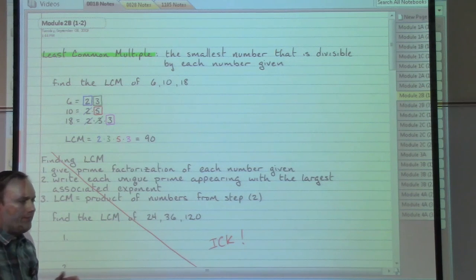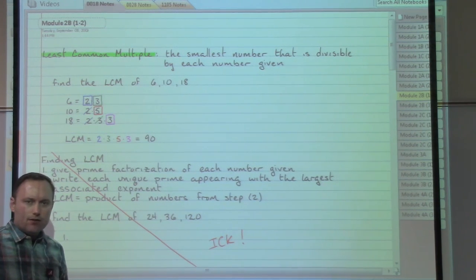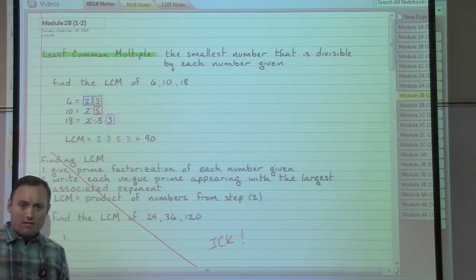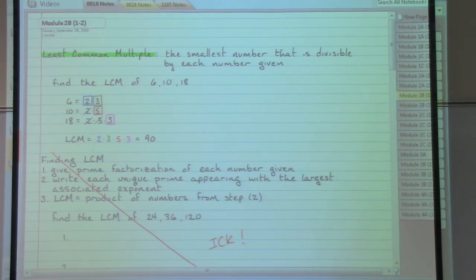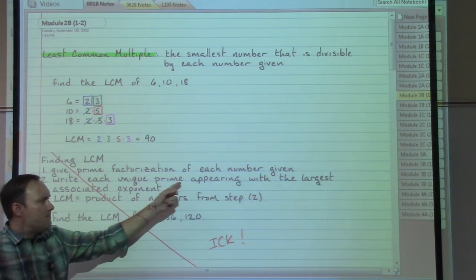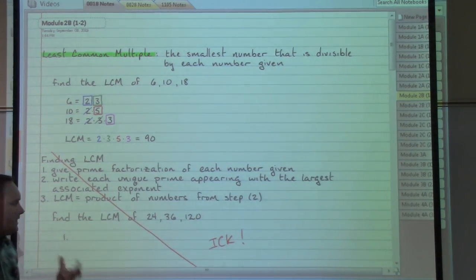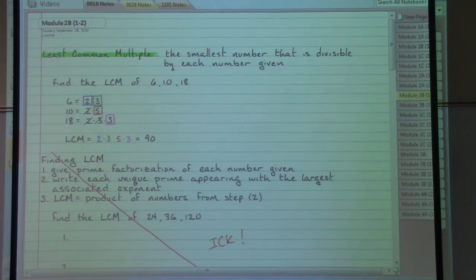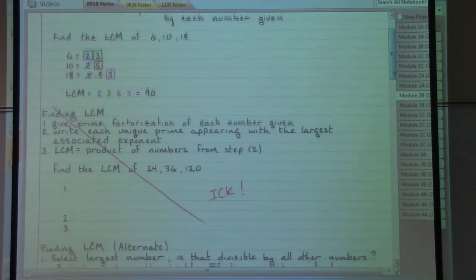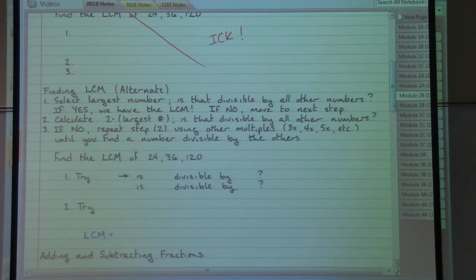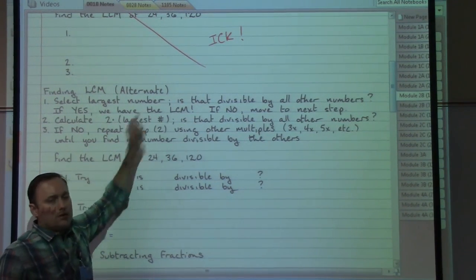So we're going to try something that uses some of the same ideas, but is a little bit more basic in terms of the work that we're going to do. Rather than working through prime factorizations and having to remember very particular ways of picking the numbers that we need in order to create our least common multiple, we're going to take a different approach. We are going to instead use this alternate way of working through things.